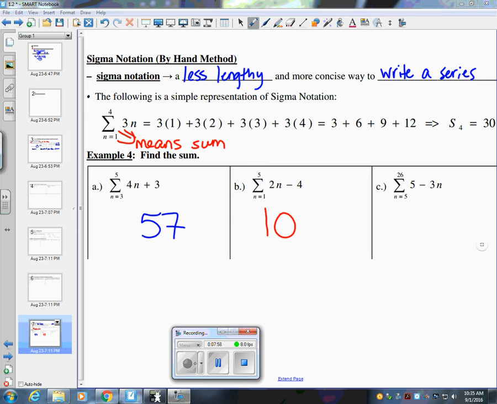Okay. So negative 9, 1, 3. Okay. All right. Any questions? Okay. Flip it back over to the front. Flip it back over to the front.